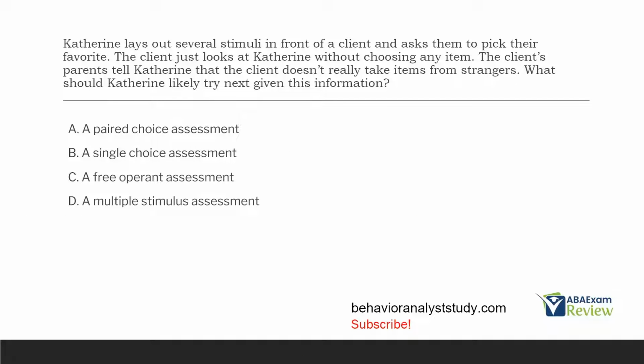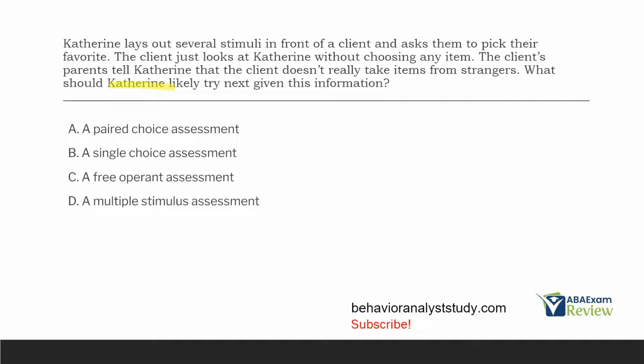Catherine lays out several stimuli in front of a client and asks them to pick their favorite. The client just looks at Catherine without choosing any item. The client's parent tells Catherine that the client doesn't really take items from strangers. What should Catherine likely try next given this information? So we're looking at Catherine, her behavior, and what is she going to try next? Based on this information, what do you think Catherine is doing?